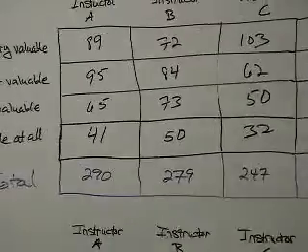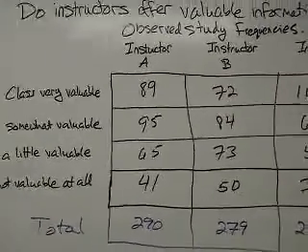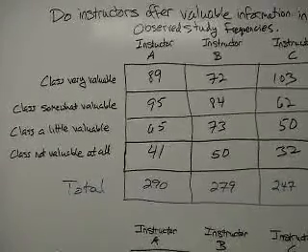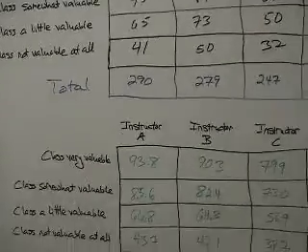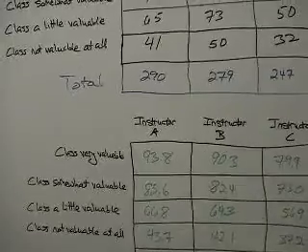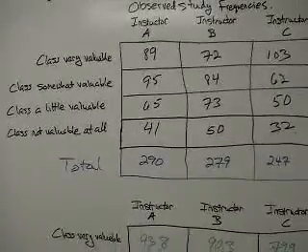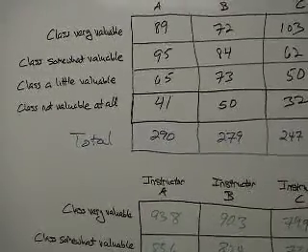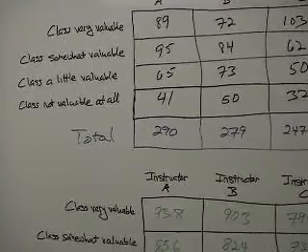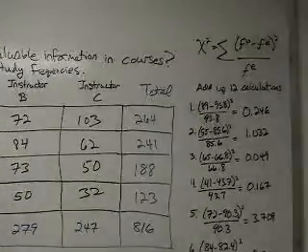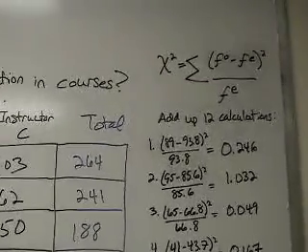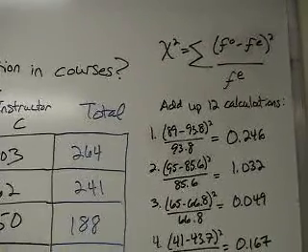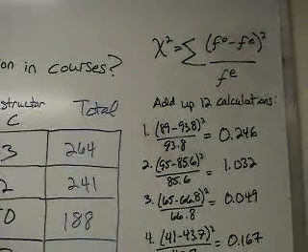Right? So here we have 89. Instructor A had 89 people who said his or her class was very valuable. The expected frequency is 93.8. So we take the frequency observed of 89 minus that frequency expected of 93.8, square that difference and divide it by the expected frequency of 93.8. You can see we've done that right over here. 89 minus 93.8, square it, divided by 93.8, and you get the figure of 0.246.